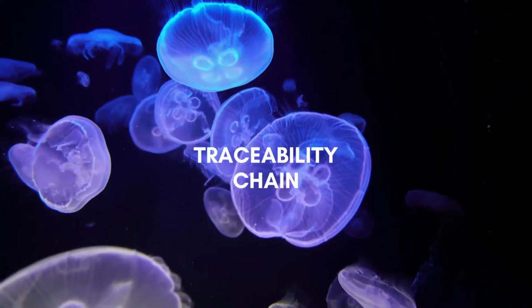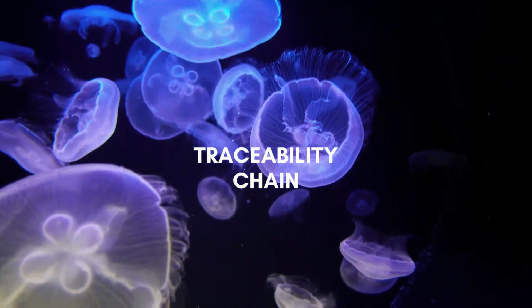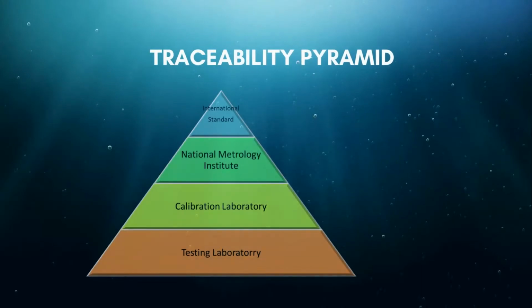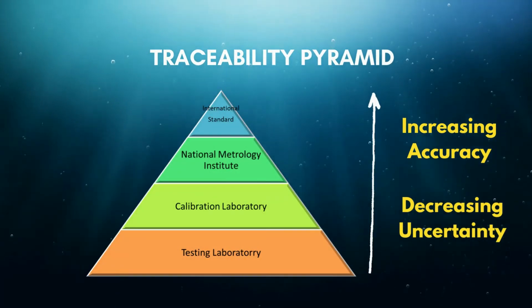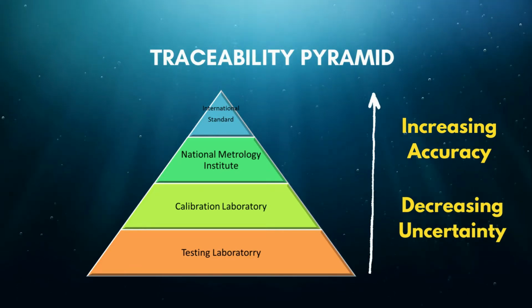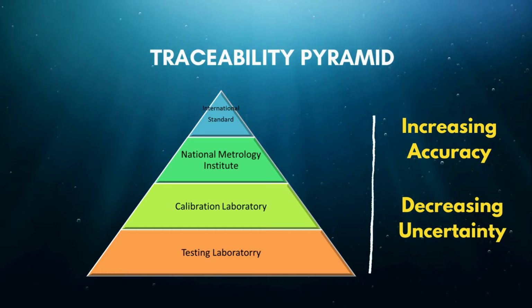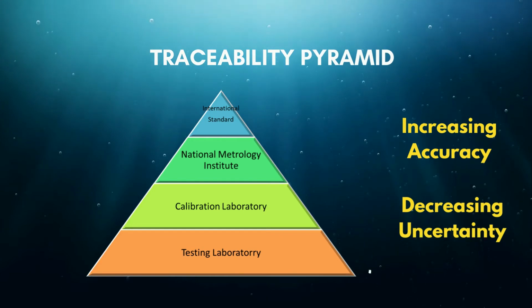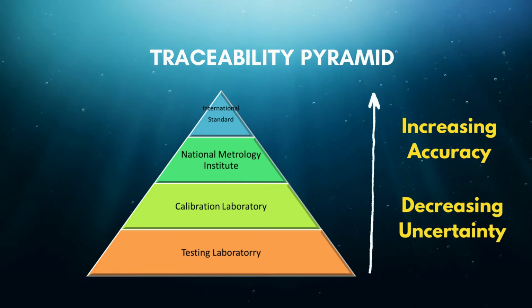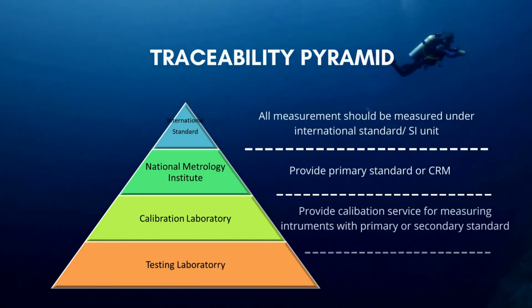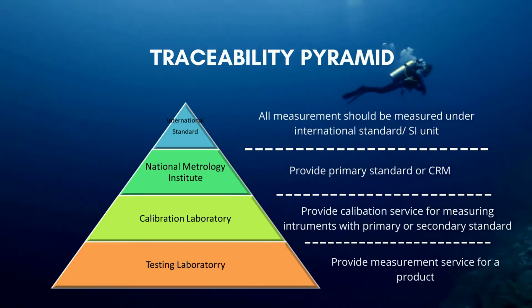Now, let's have a look at how a measurement can be traced along a traceability chain. A traceability chain can be represented in a pyramid form with the international standard on top of the pyramid, followed by the National Metrology Institute, calibration laboratory, and finally a testing laboratory. When going up the pyramid, the accuracy of a measurement increases, whereas its uncertainty decreases. A testing laboratory will provide measurement service to a product.